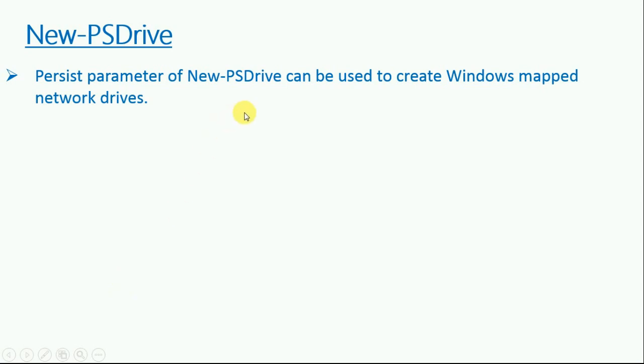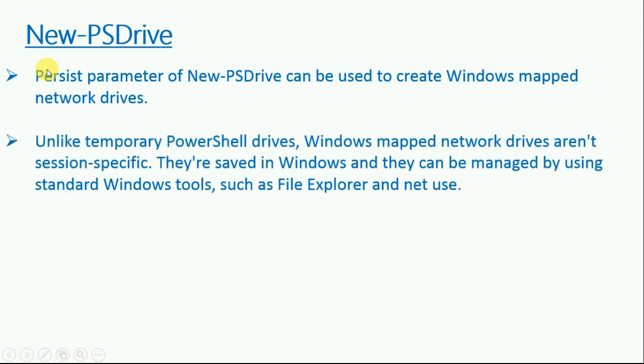And if we want to create a Windows mapped network drive using this cmdlet, we have to pass the parameter called Persist. After we pass this parameter while creating a network drive, that drive becomes persistent. And persistent network drives are a little different from temporary drives, because these Windows mapped network drives are not session specific.